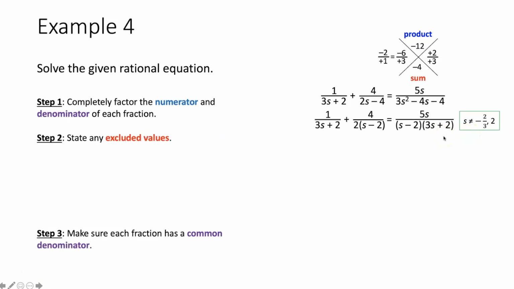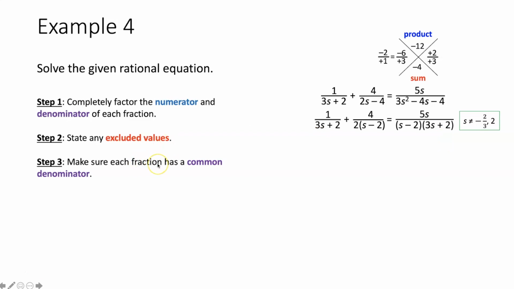Now we move on to step 3, where we make sure each fraction has a common denominator. So we need to determine what is the least common denominator between 3s plus 2, 2 times the quantity s minus 2, and then s minus 2 times 3s plus 2. Well, it looks like our least common denominator is going to have to be 2 times the quantity s minus 2 times 3s plus 2. Now, you may think, how in the world did you figure that out? Well, it just takes a lot of practice. You do a bunch of these, you'll start seeing what the least common denominator has to be.